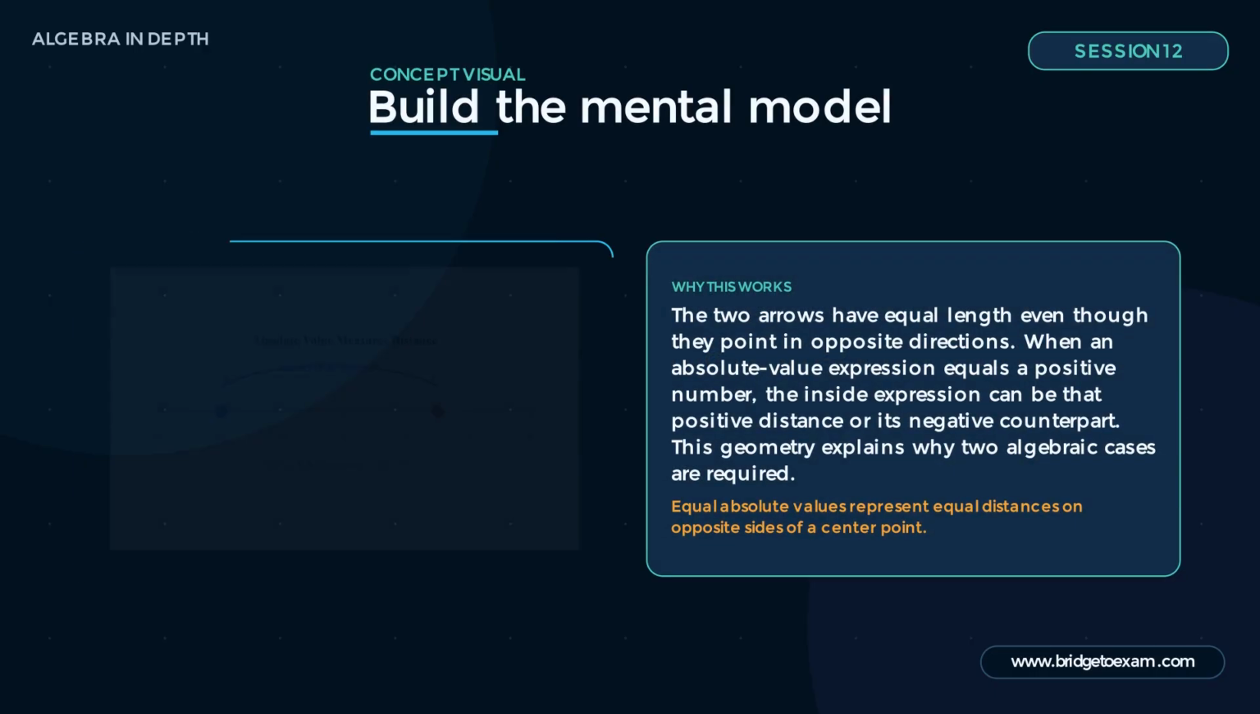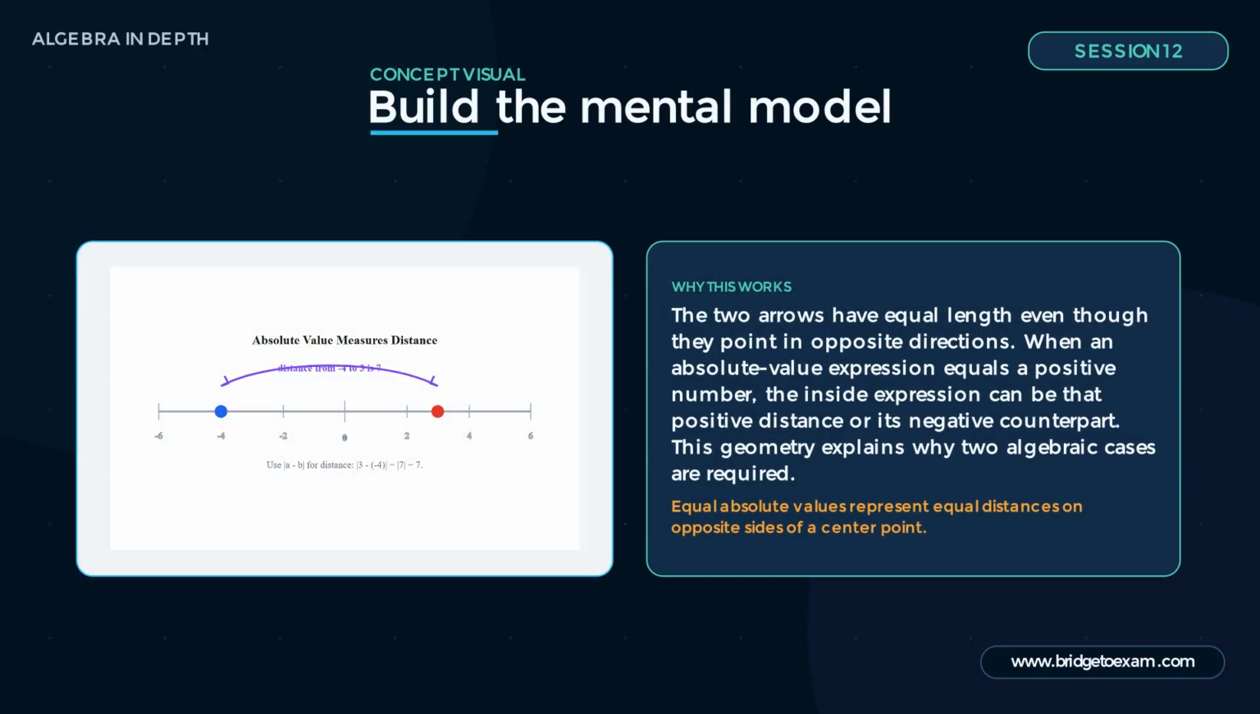The visual gives us the central idea. The two arrows have equal length even though they point in opposite directions. When an absolute value expression equals a positive number, the inside expression can be that positive distance or its negative counterpart. This geometry explains why two algebraic cases are required.